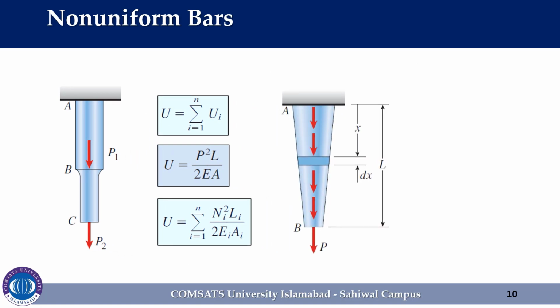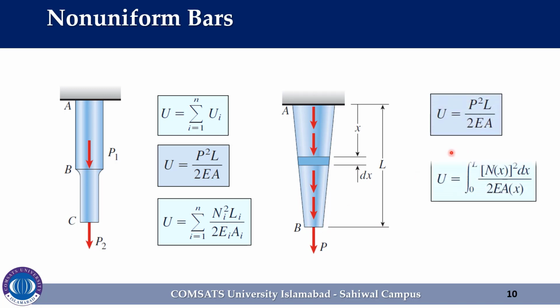We can obtain the strain energy of a non-prismatic bar with continuously varying axial force, as displayed in the figure, by applying the strain energy equation P squared L over 2EA to a differential element and then integrating along the length of the bar. In this equation, Nx and Ax are the axial force and the cross-sectional area at distance x from the end of the bar.